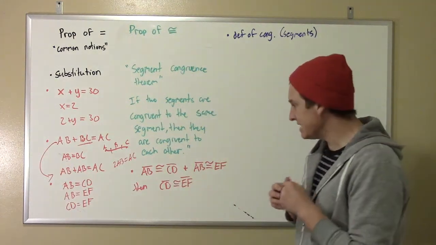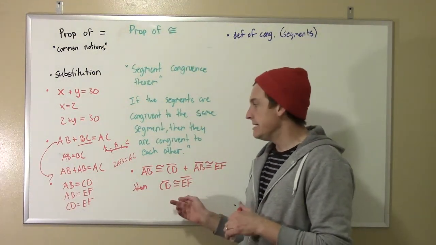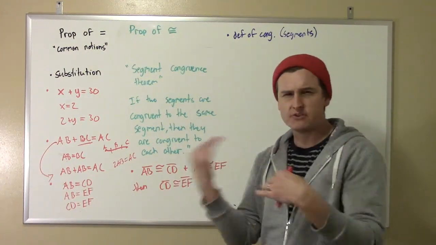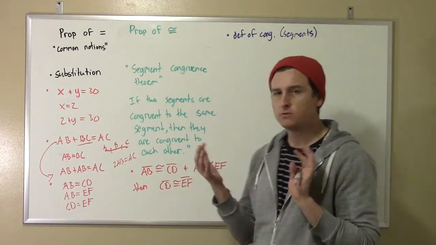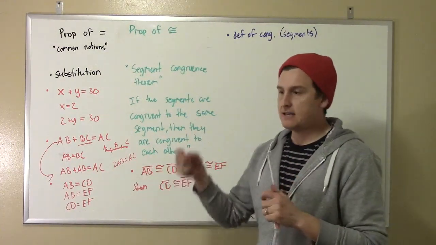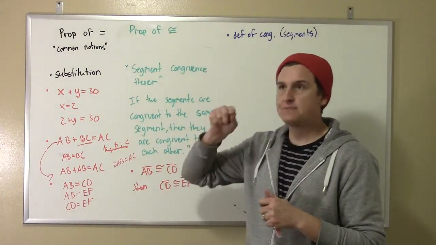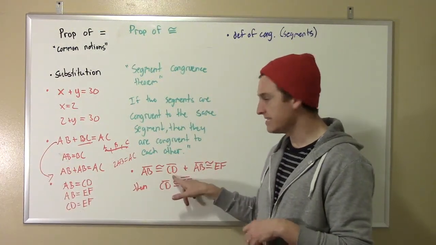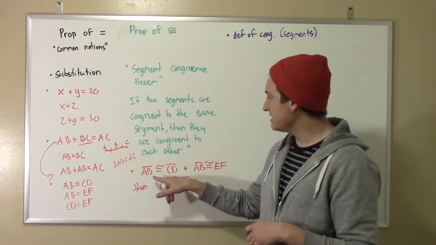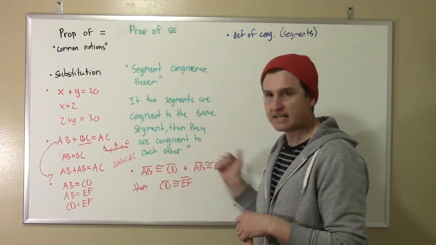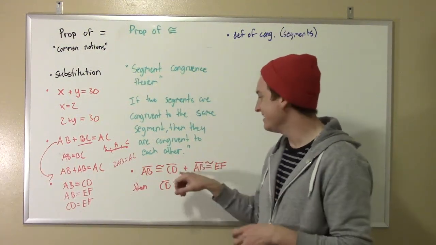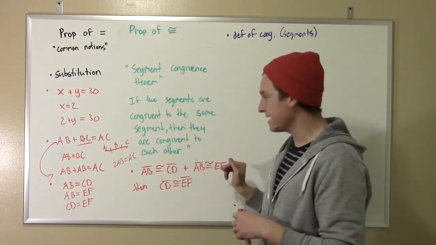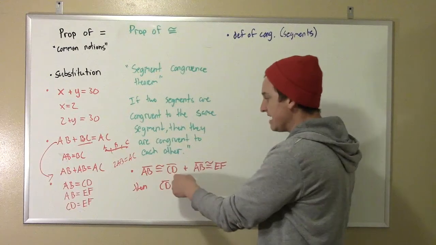Now, it'd be nice if we had that for congruence, because we could get around the transitive property. The transitive property only works if the order is right. The end of the first statement has to be the beginning of the second statement. Sorry, let me say that again. The second segment of the first statement has to be the first segment of the second statement. So it has to be like AB to CD and then CD to EF.